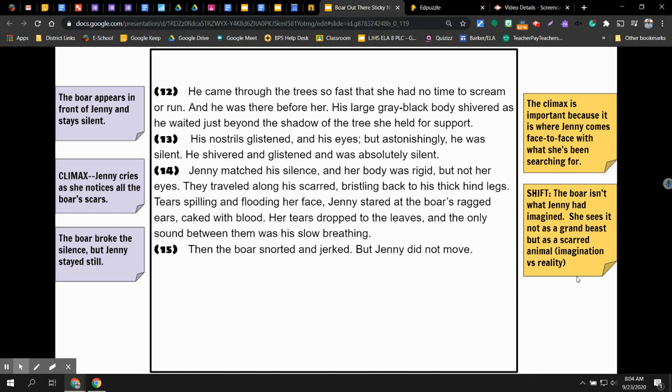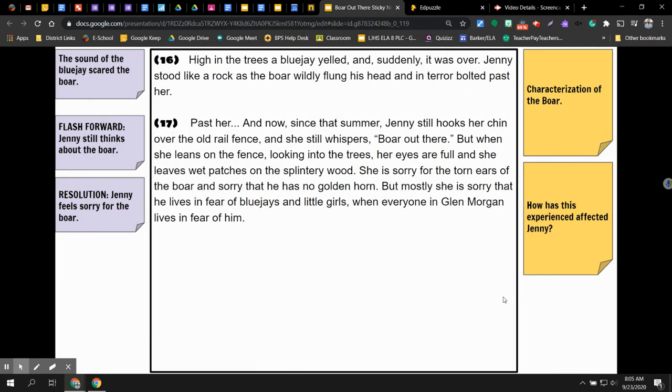She sees it not as a grand beast, but as a scarred animal. So there once again is that universal idea, imagination versus reality. And sometimes whenever we are hit with reality over the head, it's not pleasant, it's not fun. And that's happening to her. Another universal idea you could be coming up with here is coming of age, because this could also be a metaphor for growing up, right? As children, we might view the world a certain way, but then when we get out into the world on our own, we might realize that how we'd imagined things to be aren't at all how things actually are. So she's learning a pretty valuable life lesson here, albeit in a crappy way to learn it.